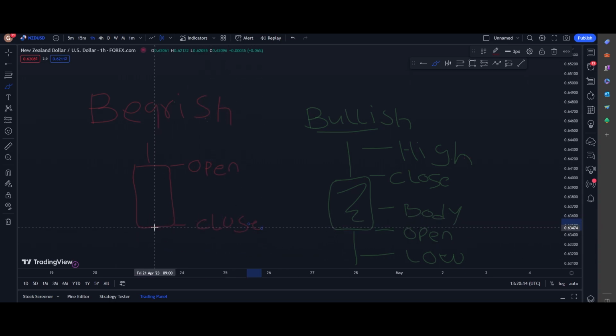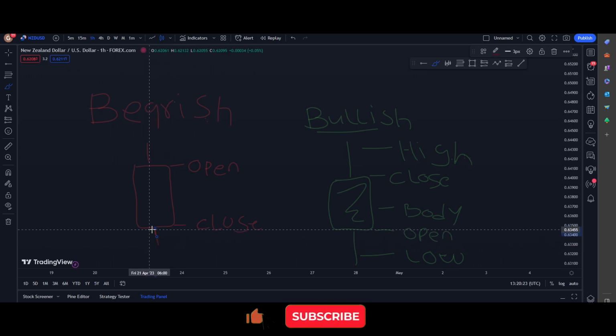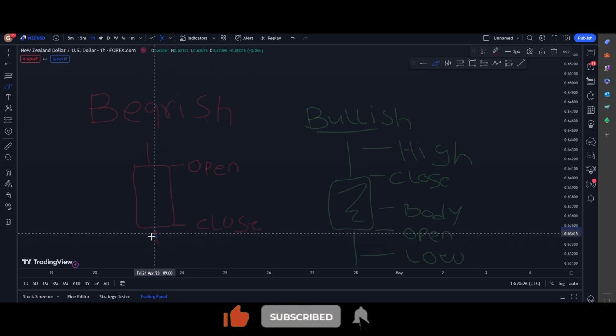And sometimes also they reached here. If it's a 5 minutes candle, the sellers pushed it here, but the buyers also managed to push it up here and having this close here. That's why we have this wick.